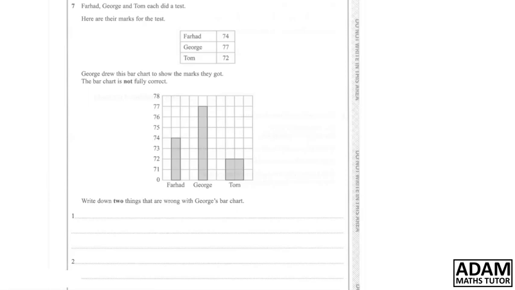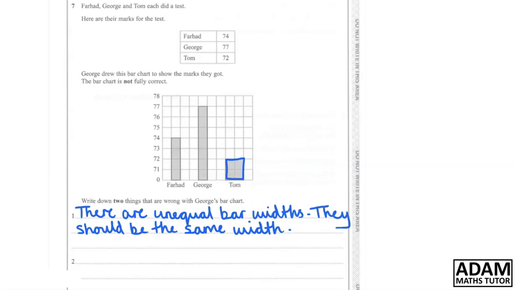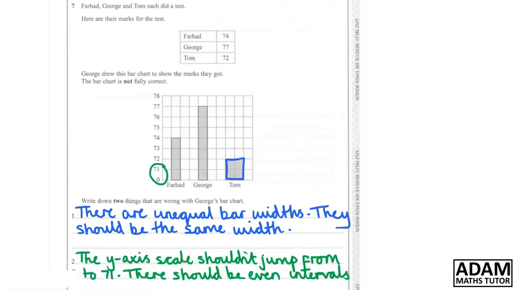So the first thing I notice is that this bar here is wider than the others. So there are unequal bar widths. They should be the same width. The next thing I notice is that it jumps from 0 to 71. The y-axis scale shouldn't jump from 0 to 71. There should be even intervals.